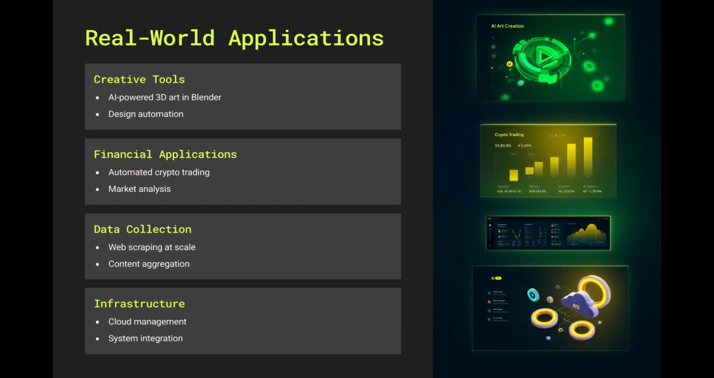Developers are already doing wild things with MCP. AI-powered 3D art creation in Blender. Automated crypto trading. Full-scale web scraping. Managing entire cloud infrastructures. You can even build APIs for APIs, making your systems ultra-modular and LLM-ready. Sounds over-engineered? Maybe. But with a protocol like this, integrating multiple models and services becomes seamless and way more reliable. Let's not forget, MCP is model agnostic, so whether you're using Claude, Cursor, Windsurf, or even building your own client, it just works.